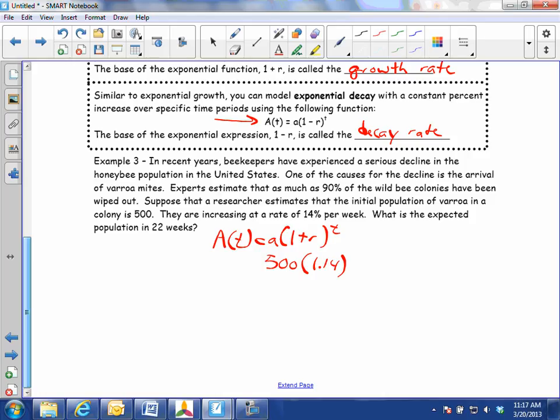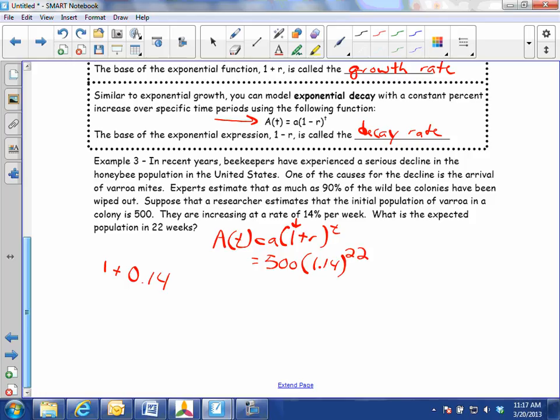How'd you get 1 point? Because the rate is 1.14. Yeah. But I'm adding 1, so why do you add 1? Because that's what it says to do right here. Add 1. All right, how many weeks do they want us to do this by? 22, so that will be our power.